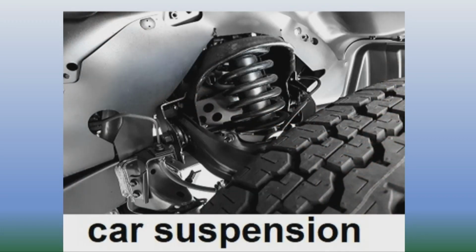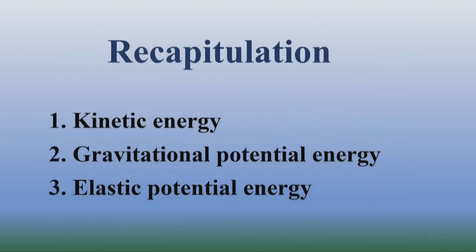This slide shows a car suspension system. The spring inside stores elastic potential energy when compressed. Today we have learned kinetic energy and potential energy. We also learned that there are two types of potential energy, namely gravitational potential energy and elastic potential energy.